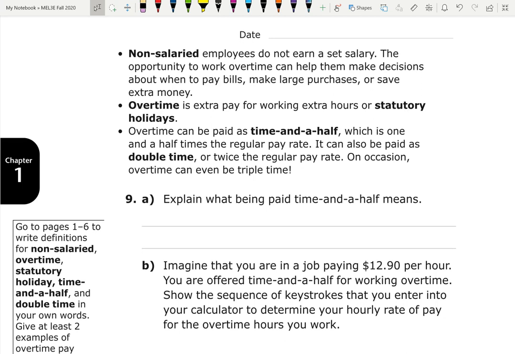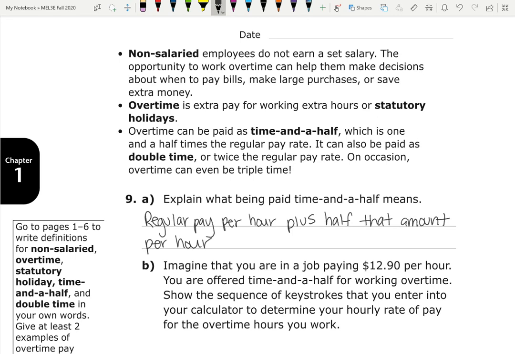Okay, so number 9, explain what being paid time and a half means. Well, it's your regular pay per hour plus half that amount per hour.